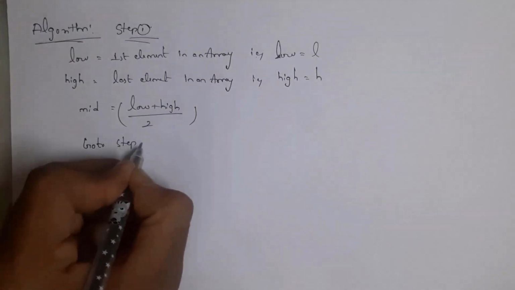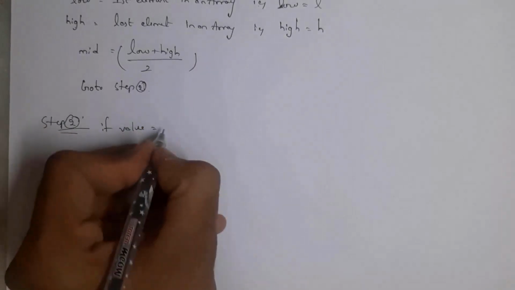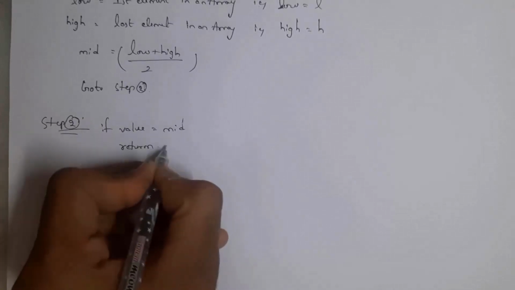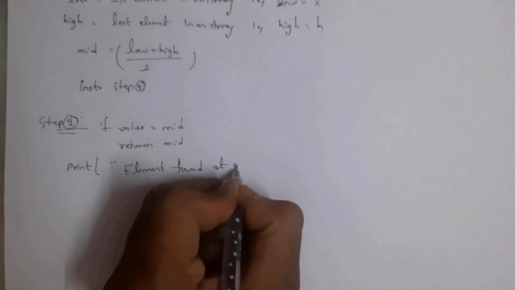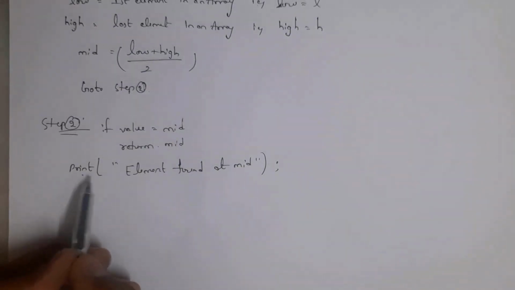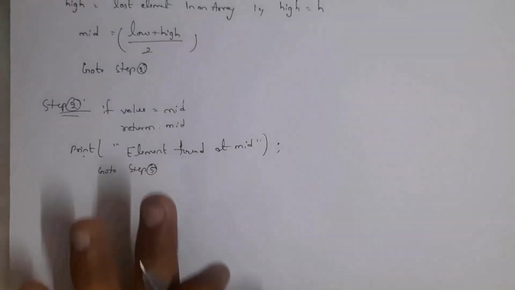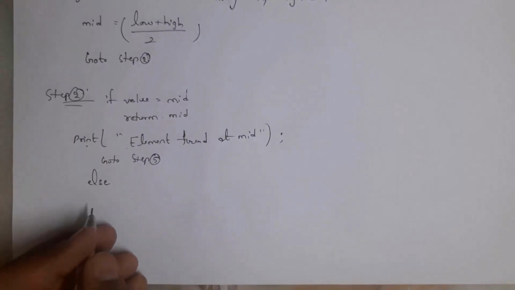Step 2 is, if value is equal to mid, then return mid. Our result is found. Print element found. Element found at mid. This is the value which we need to print. If value is equal to mid, then print element found. Then at last go to step 5. Step 5 is stop. Else, if value is not equal to mid, then there are two chances.